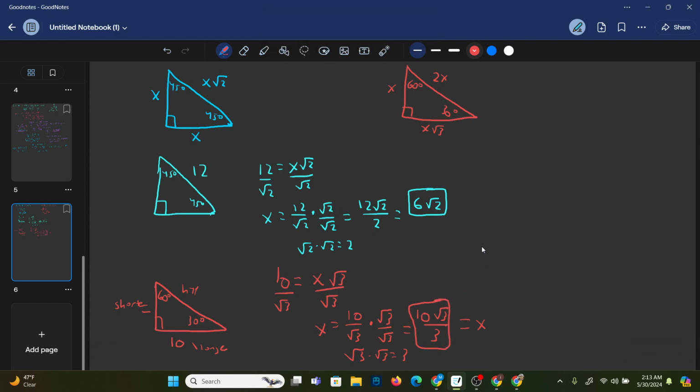So now we need to find the hypotenuse, which is equal to 2 times x. So 2 times 10 root 3 over 3. We just do 2 times 10, which is 20 root 3 over 3, and that is equal to the hypotenuse. And this is obviously the short leg. And that is how you solve special right triangles.